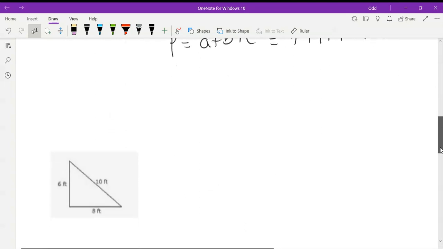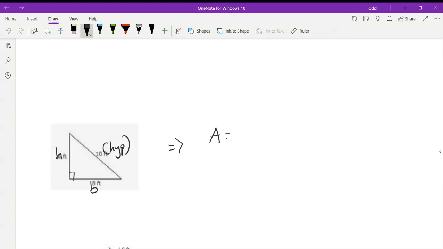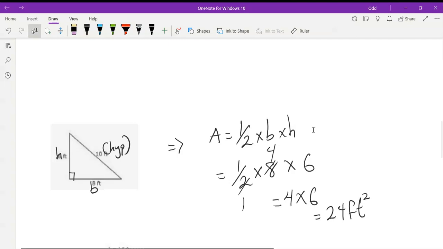Okay, now let's try this one. Here we have a right angle triangle. So this is our base and this is our height. This is going to be our hypotenuse, the longest side. The area will be half times base times height. That will be half times our base, 8, times our height, 6. Half of 8 is 4, and 4 times 6 is 24. So the area of this triangle is 24 square feet.